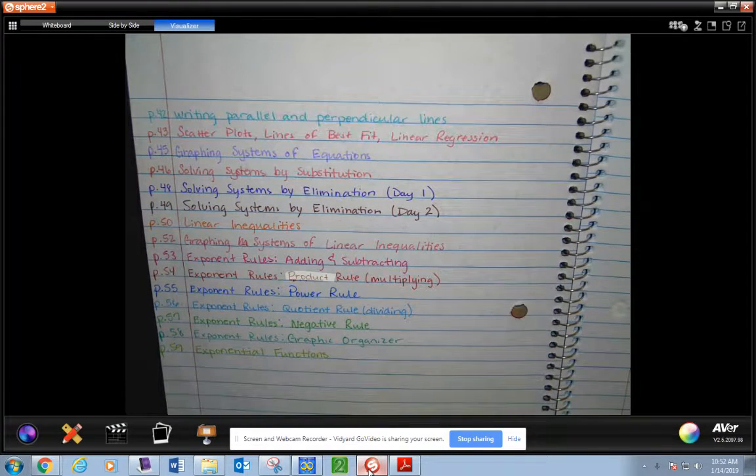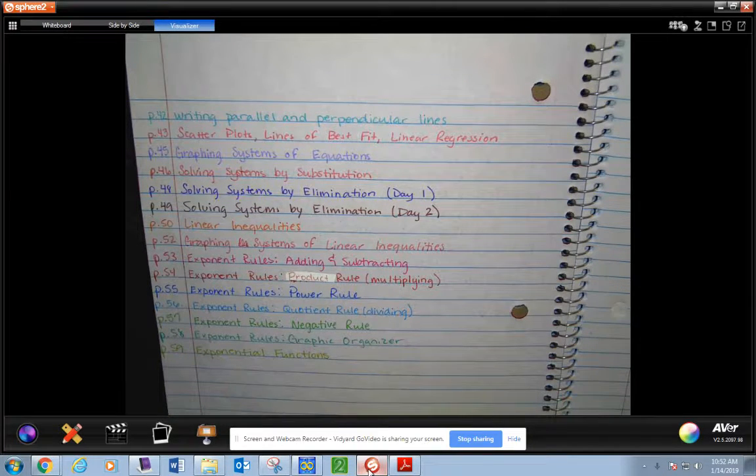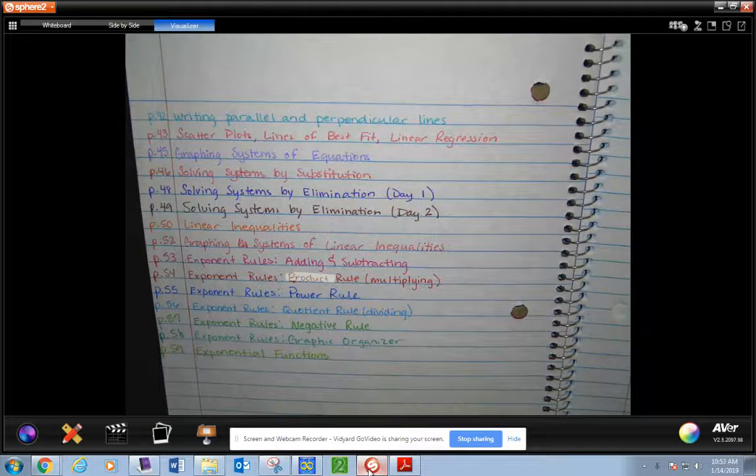All right, guys, if you will, today for your table of contents, whatever page you are following on, mine is on 59, if you will put exponential functions. So we've talked about all the exponent rules and how to solve it. Well, now you're going to see an actual graph of one.